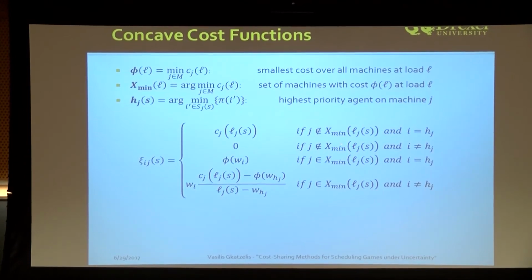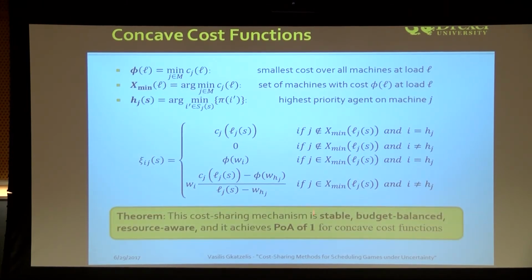The way the extra information about the other machines in the system comes in is through these variables that I don't have time to define. I'm happy to chat about this offline. But the nice result is that we get stability, budget balance, and through this resource-aware mechanism, we actually get a price of anarchy of 1. So we use the resource-aware information to drop the price of anarchy from n to 1. We actually enforce the optimal solution as the only equilibrium.